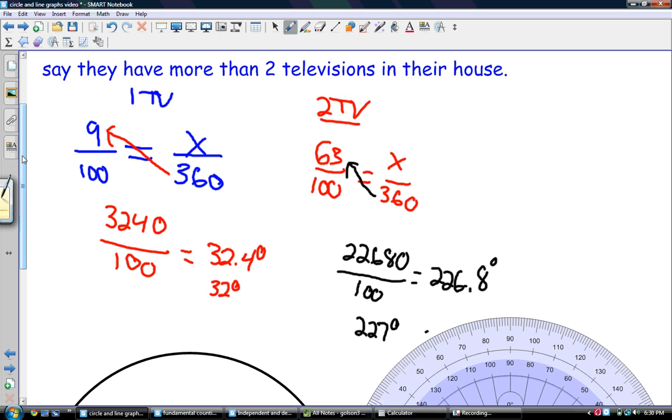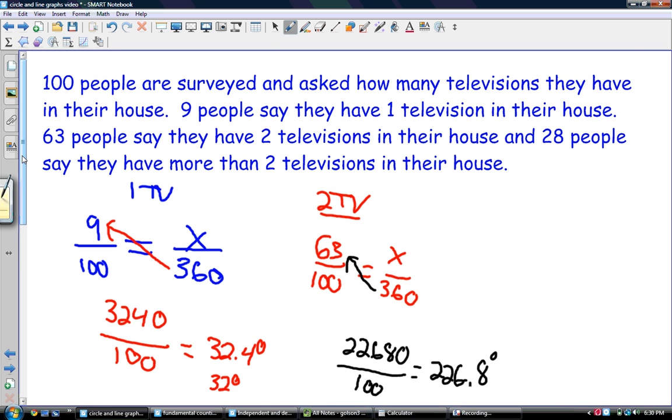So then the last one, more than 2, there were 28 people. So same proportion, 28 out of the 100, the whole group. And we want to know how many degrees is that going to take up out of the 360 in the circle. And so again, I'm just going to cross multiply. So I do 360 times 28, which is going to give me 10,080.